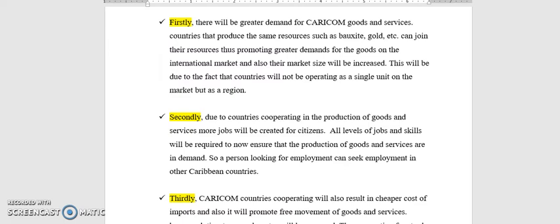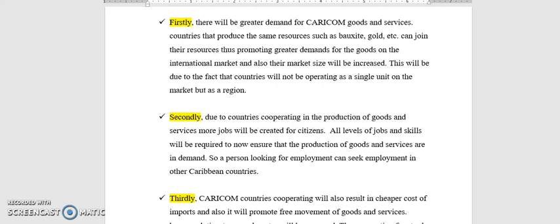They can search in the region for jobs. So if you're living in Jamaica and you are an engineer, you can take your skill to Trinidad and Tobago, or if you're an engineer working at a bauxite company, you could go to Montserrat or Guyana with that same skill, right? Because countries are now cooperating in the production of goods.